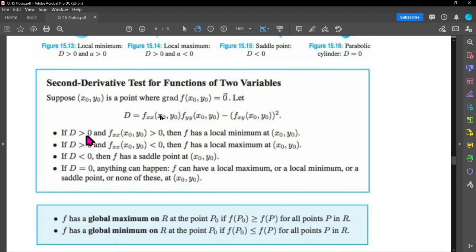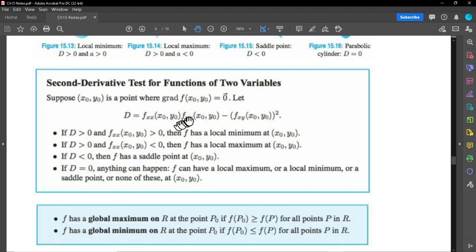If the discriminant is greater than 0, then there are two possible cases. Then we look at the sign of the second partial with respect to x. And so it's either a minimum or a maximum in that case. If the discriminant is less than 0, then we have a saddle point. And if the discriminant is equal to 0, then we really don't know anything. Okay, so let's calculate that discriminant using this formula.